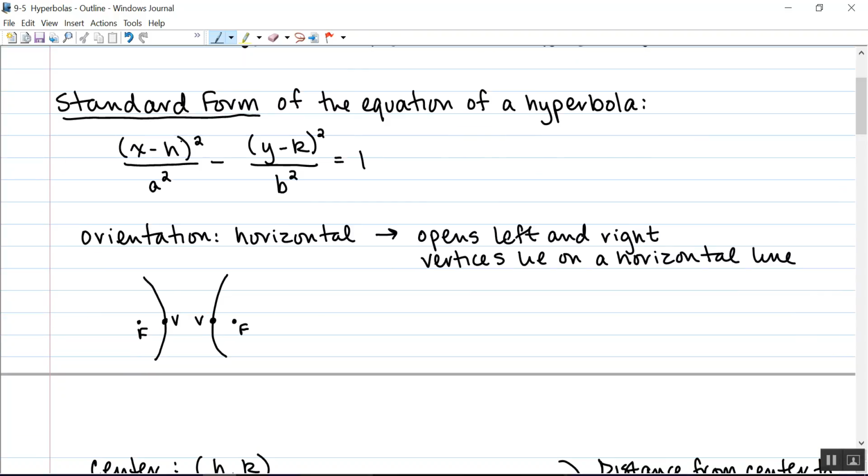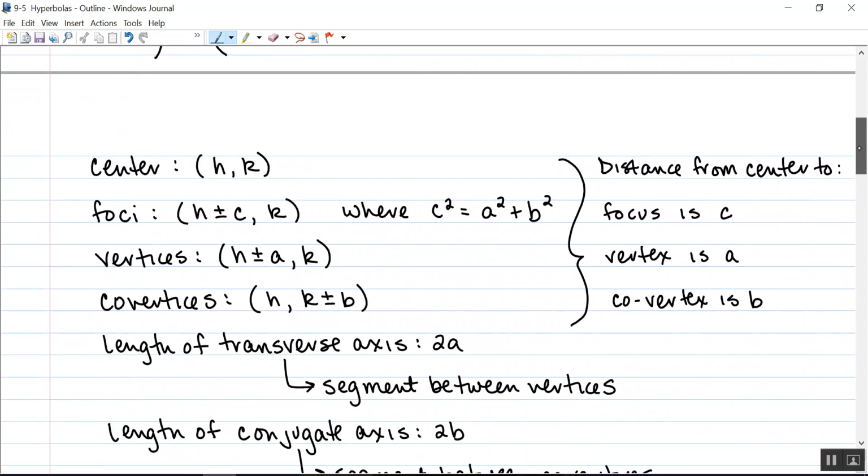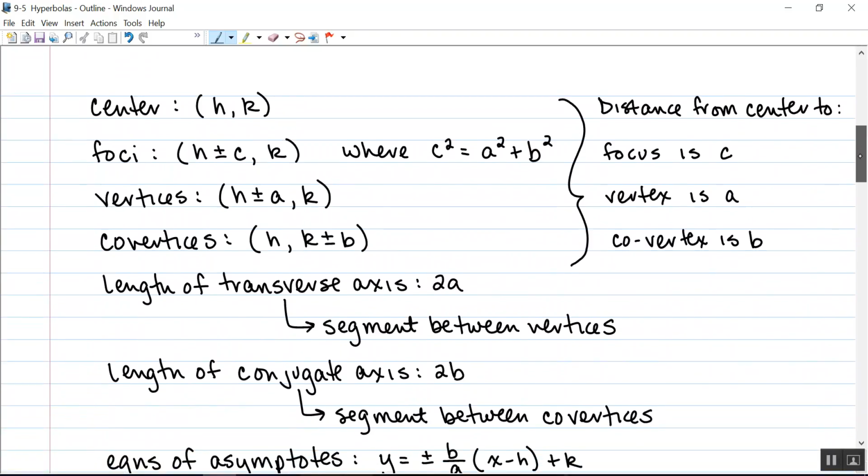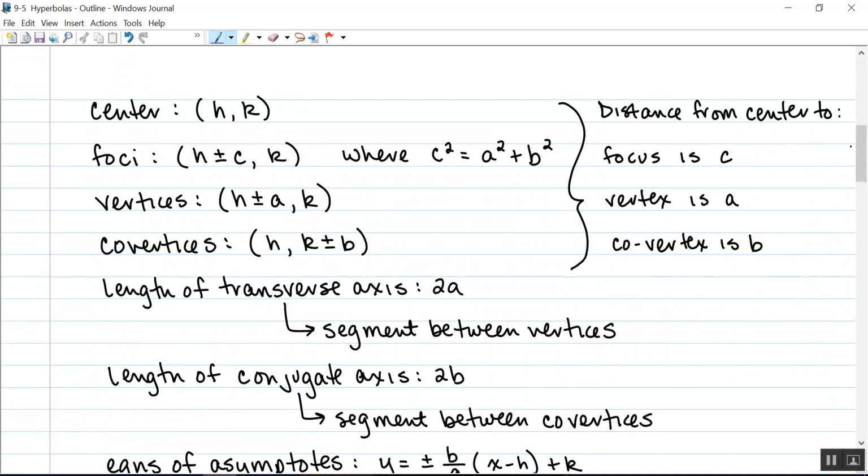If y comes first, so if I were to put this y minus k in the place of x minus h, then the hyperbolas would open up and down, but we're not going to focus on those right now. We're just going to focus on horizontal ones. So here's some information you need to know about a hyperbola. And again, as we did with the ellipses, it looks very complicated, but it's going to be very easy when we start to graph it and can kind of discover some of this.